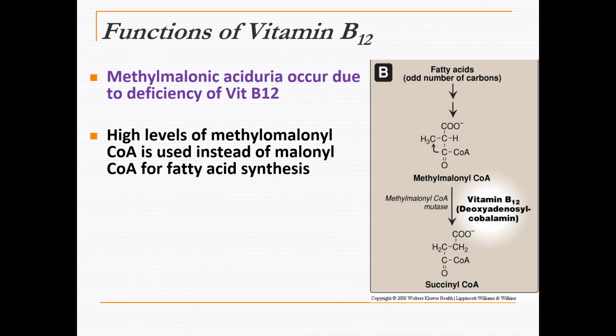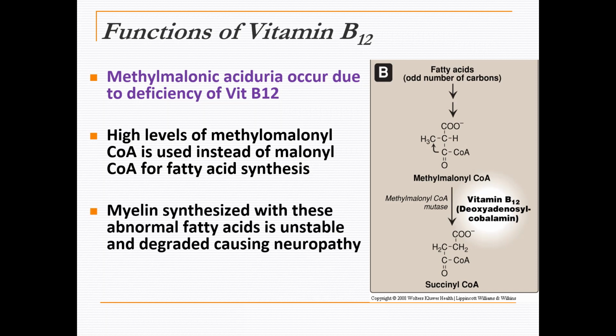This is the second reaction, where methylmalonyl CoA is converted into succinyl CoA, which is the first step of heme synthesis. When B12 is deficient, methylmalonic aciduria occurs, and this high level of methylmalonyl CoA is used instead of malonyl CoA for fatty acid synthesis. The myelin sheaths of our nerve neurons require fatty acids, and if vitamin B12 is absent, myelin synthesized with these abnormal fatty acids is unstable and degrades, causing neuropathies.